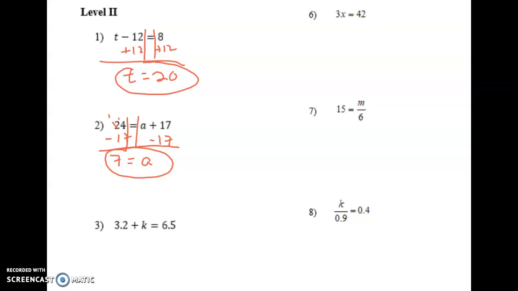Number 3, draw my wall. Who does K want to get rid of? K wants to get rid of the 3 and 2/10. The opposite of adding 3 and 2/10 is subtracting 3 and 2/10. The 3 and 2/10 becomes 0. It's a 0 pair, so I'm left with K equals 5 minus 2 is 3. Bring my decimal straight down. 6 minus 3 is 3.